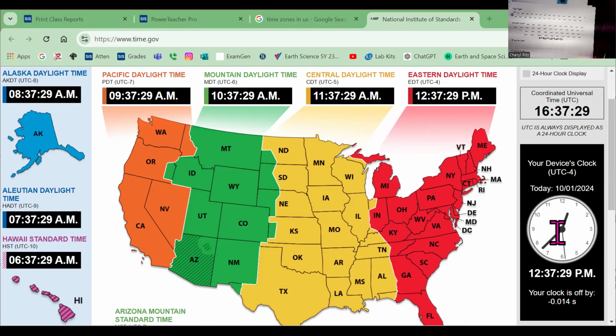For us, it is 12:37 right now. As we go west, it goes back in time. It's only 11, 10:30, 9:30. In fact, my brother lives way over here in Oregon. It is 9:30 a.m. for him. So he's 3 hours back in time compared to us.